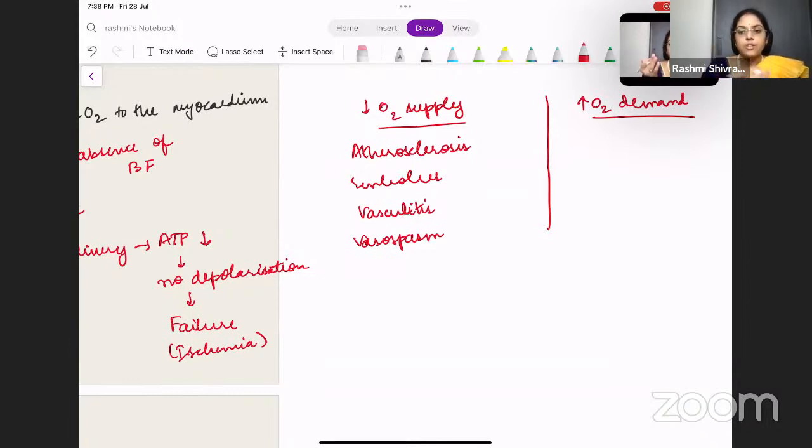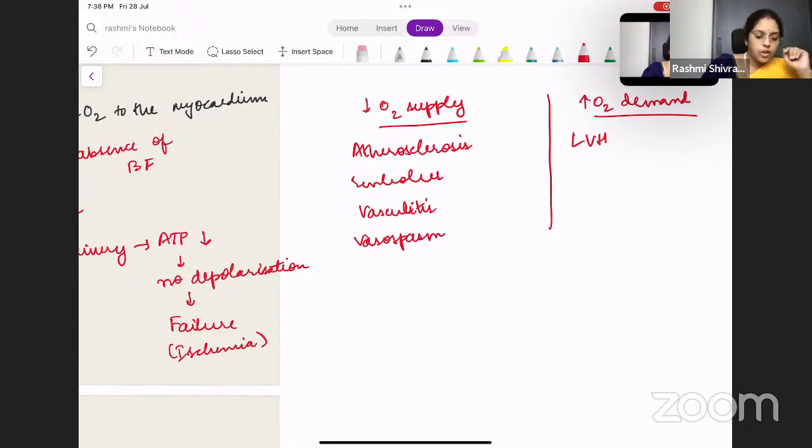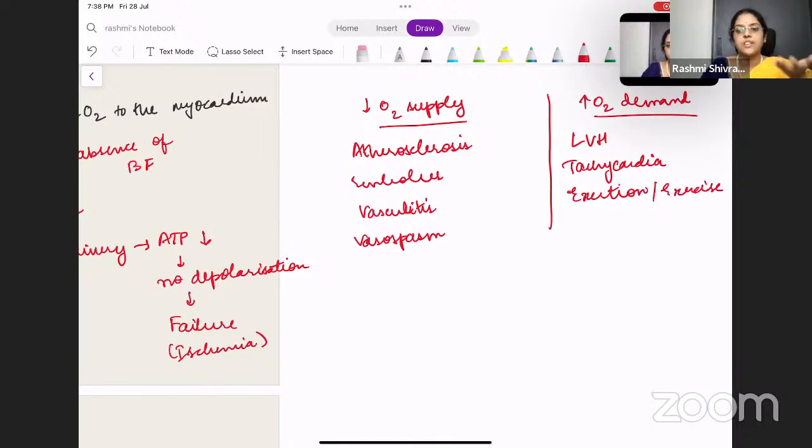So when do you think there is an increase in oxygen demand? We studied in the last class during aortic stenosis that left ventricular hypertrophy is a very, very important factor which causes increased oxygen demand. Also, when there is tachycardia, the oxygen demand increases. One more important thing is exertion or exercise. When there is exertion or exercise, the oxygen demand in the myocardium is more.